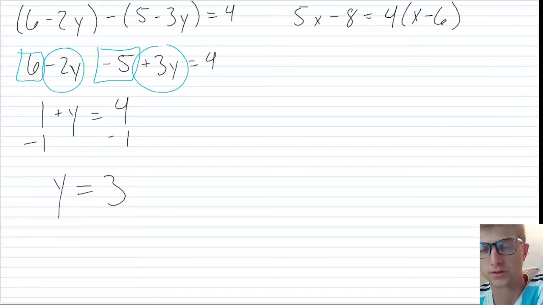5x minus 8 equals 4 times x minus 6. We can distribute. So let's do that. We didn't do anything to the left, so we'll rewrite that. 4 times x is 4x. 4 times negative 6 is negative 24.